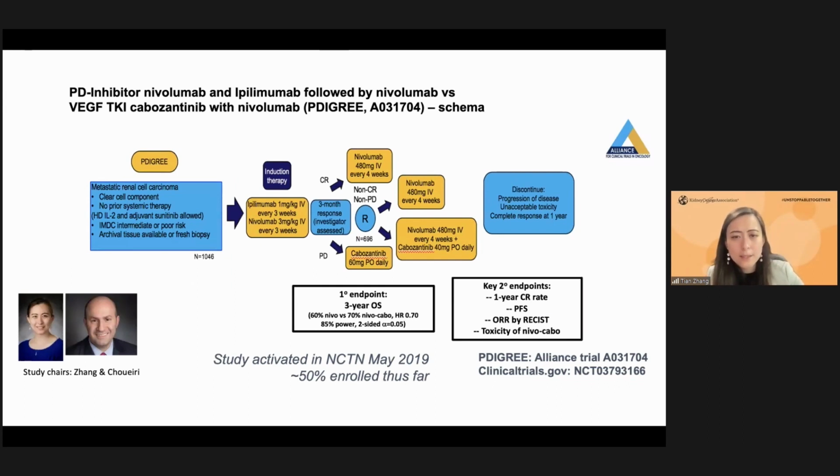So this is a very busy schema of PEDIGREE. Many of you may have heard of this trial that we're running in the Alliance Cooperative Group. This is an adaptive trial that's built on starting ipilimumab and nivolumab for intermediate or poor risk disease. And then as patients get their 3-month assessments, adapting treatment to their responses and building on the randomization between nivolumab versus nivolumab with cabozantinib. And so the study activated about 3 years ago at this point, and we are enrolling very well. And if you're on PEDIGREE somewhere out there, we do appreciate everyone's participation in the trial.